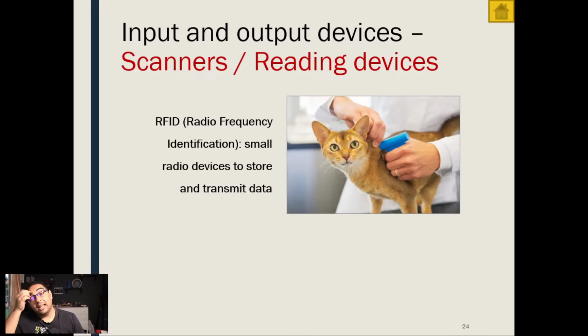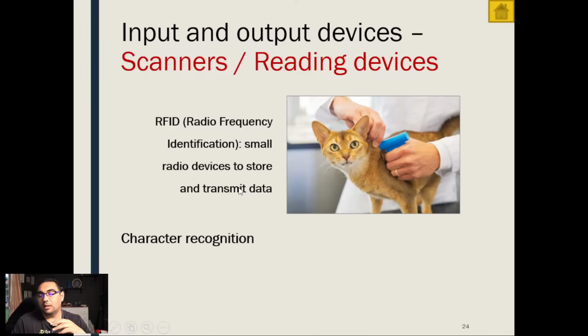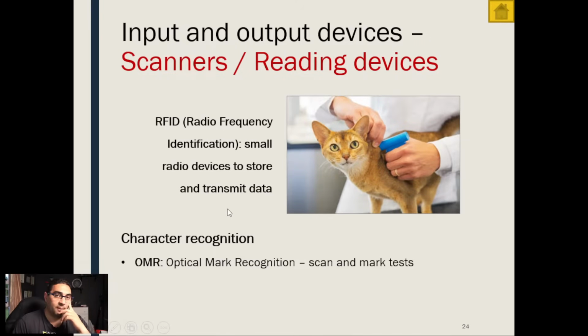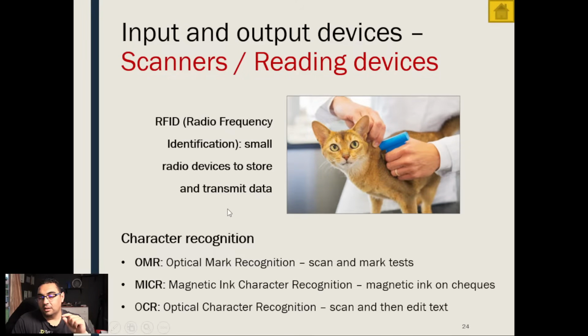Then our RFID tags, our radio frequency identification tags, small radio devices that store and transmit data, often used when you want to track people, especially when it comes to these marathons, Iron Man, those type of things. When they're in the wild and they want to track different animals, they can use these sort of tags as well. And then character recognition. These are three that are very important. Now, most of us at this point should know OCR, which is your optical character recognition. This is where we scan in a page, and yeah, I don't know, something with me now.